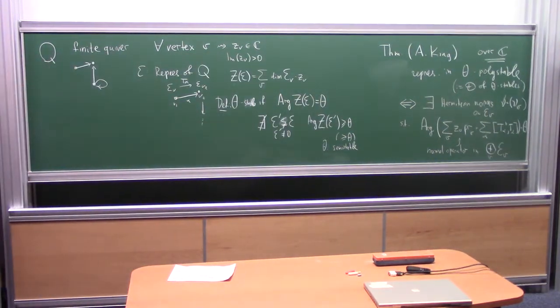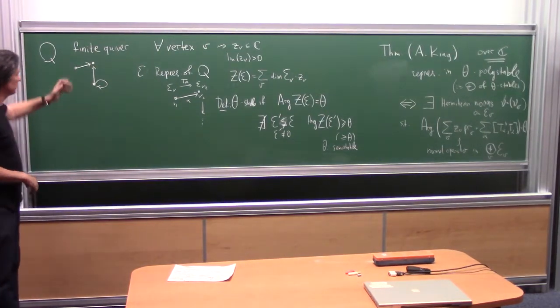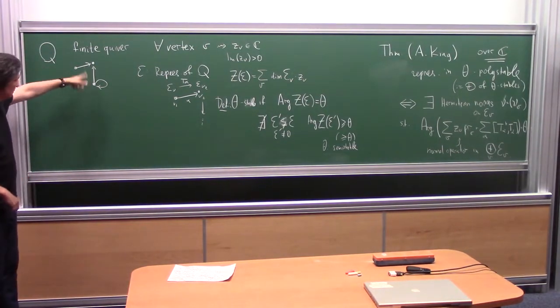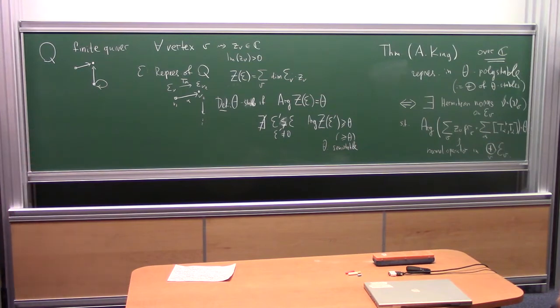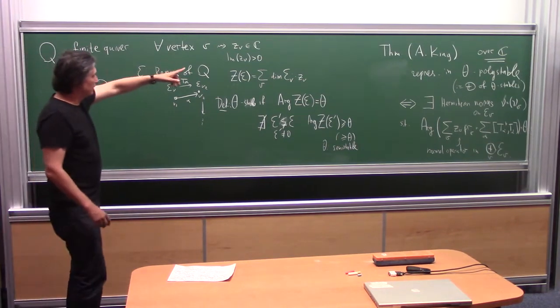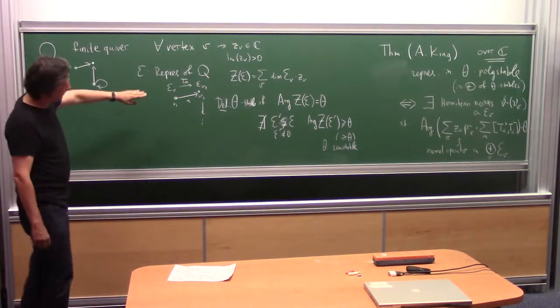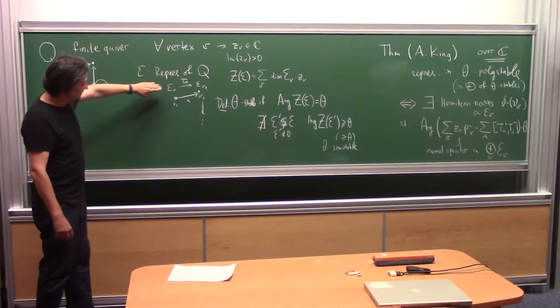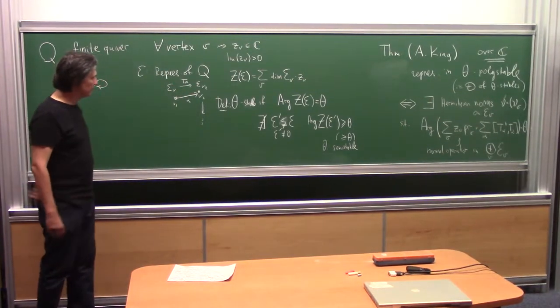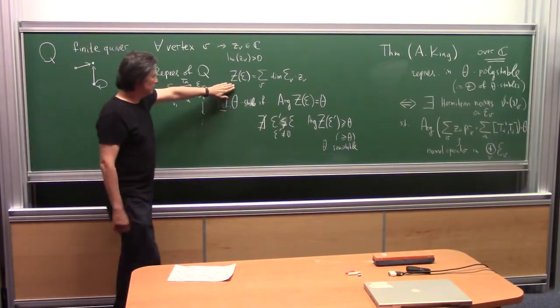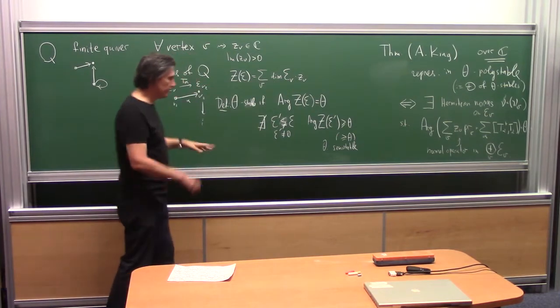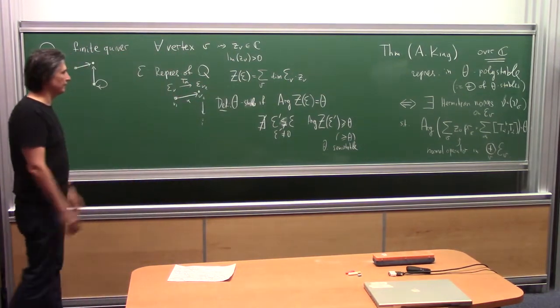a very elementary story about stability in quivers. Suppose you have a finite quiver, with finitely many vertices and arrows. For each vertex I have a complex number in the upper half plane. Then that's the representation of a quiver: finite-dimensional spaces, with morphisms for each arrow. The central charge is defined with this linear combination, so we get a number in the upper half plane.